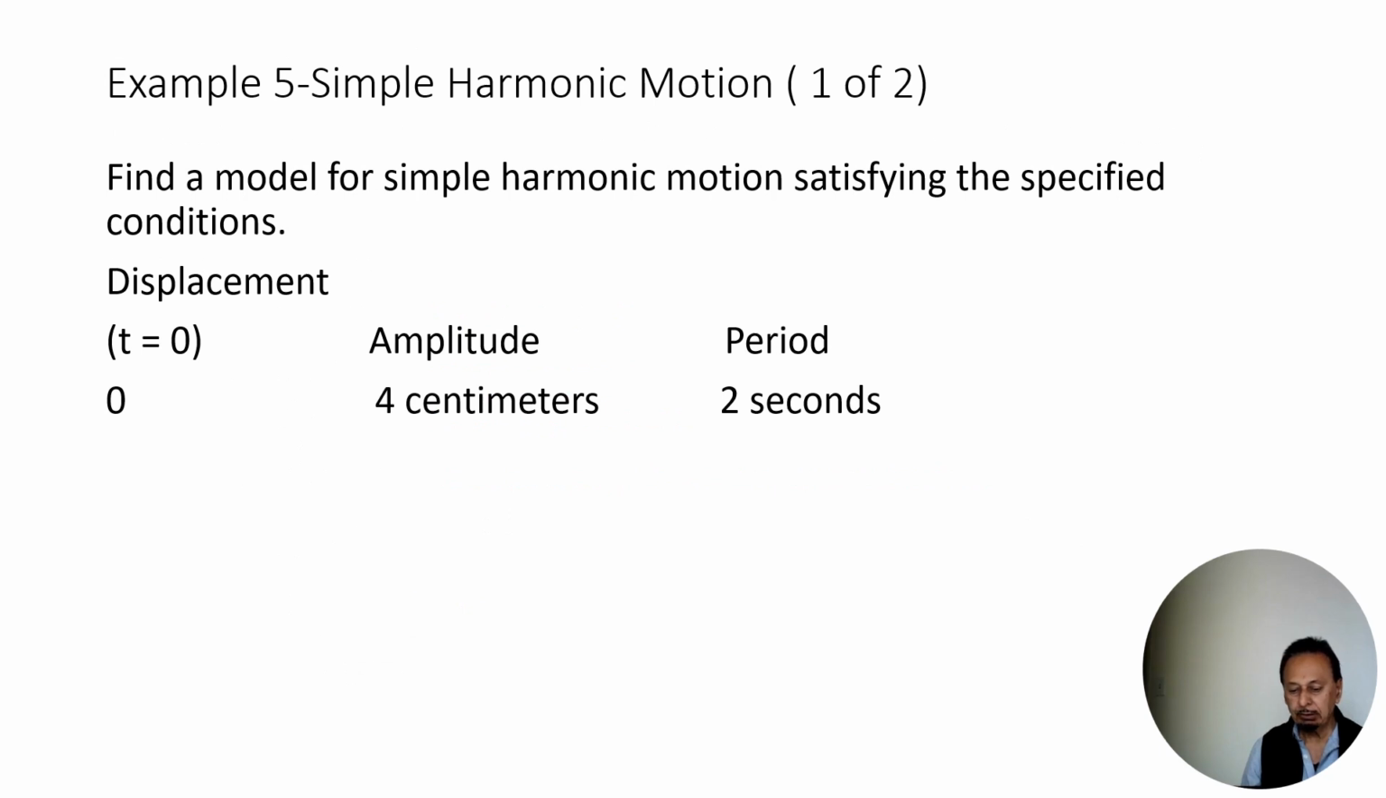Example 5. Find the model for a simple harmonic motion satisfying these conditions. The displacement is 0 when t equals 0, the amplitude is 4 centimeters, and the period is 2 seconds.